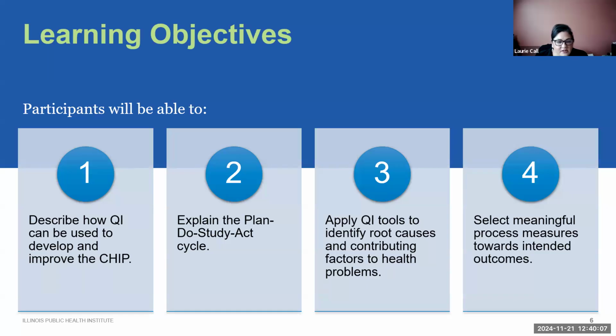All right, the learning objectives then for today. By the end of this session, and I know some of you have a lot more expertise, so you may already know how to do these things, you'll describe how QI can be used to develop and improve the CHIP. You'll be able to explain the Plan Do Study Act or Plan Do Check Act. We call that a PDSA or a PDCA. Hopefully you'll be able to apply a few basic QI tools to understand root cause analysis and identifying contributing factors to health issues, and then select the most meaningful process measures towards intended outcomes.